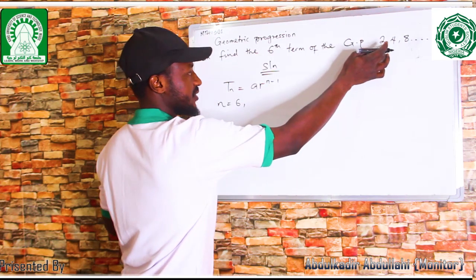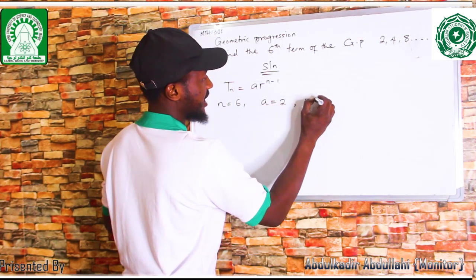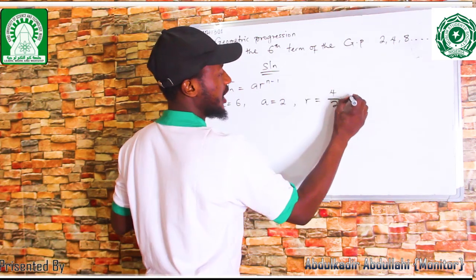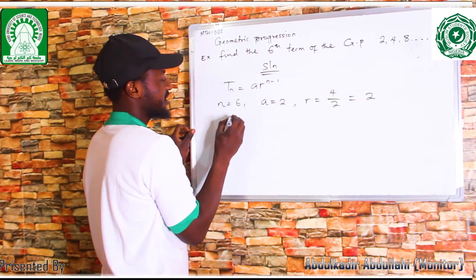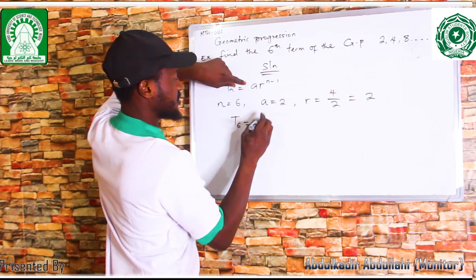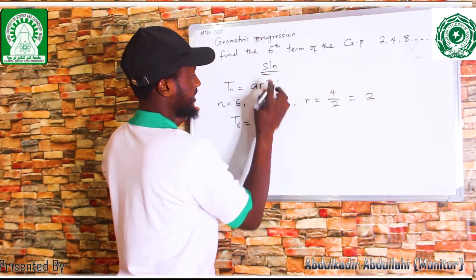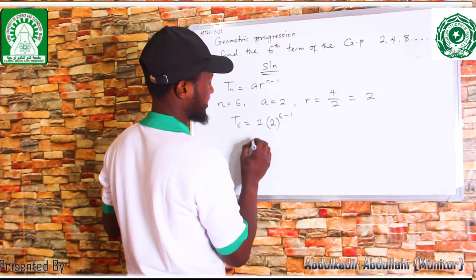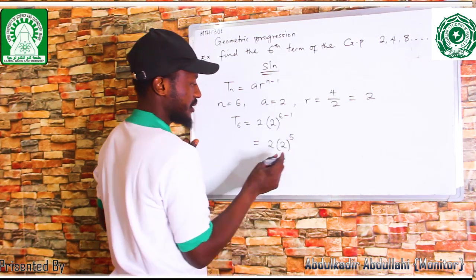The first term is the first term that comes in the GP, which is 2, while the common ratio, r, is equal to the next term divided by the previous term, that's 4 divided by 2, and this is equal to 2. So having all this, we just input in our formula. Tn, that is T6, the sixth term, is equal to A, which is 2, multiplied by r, r is 2, to the power n, which is 6, minus 1. And this is the same thing as 2 into 2 to the power 5.